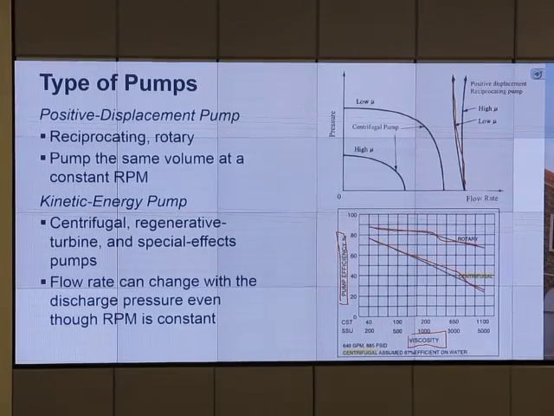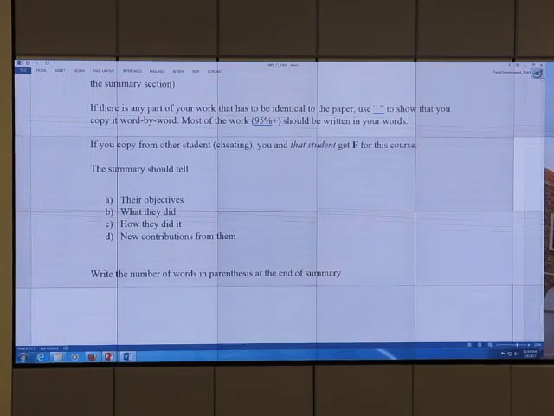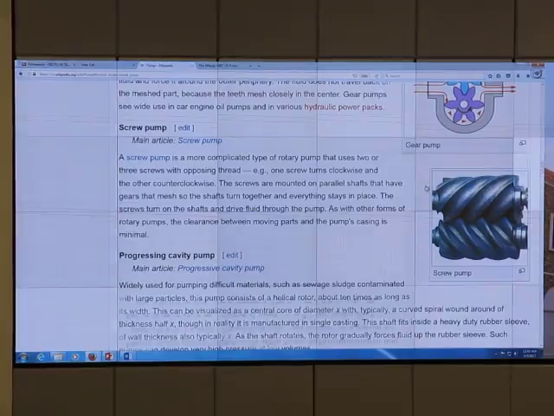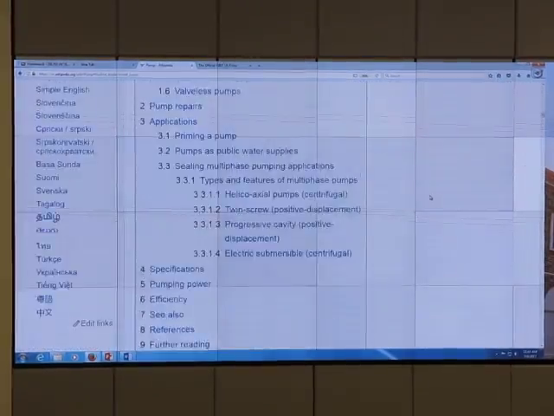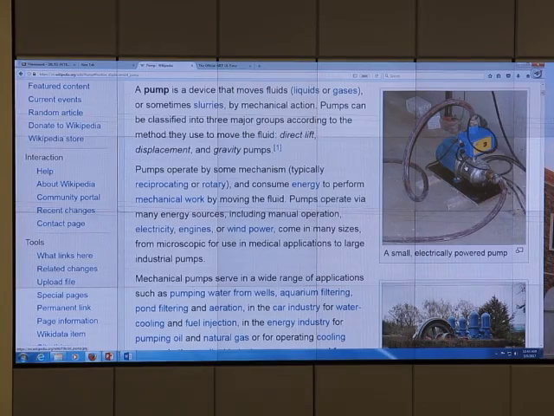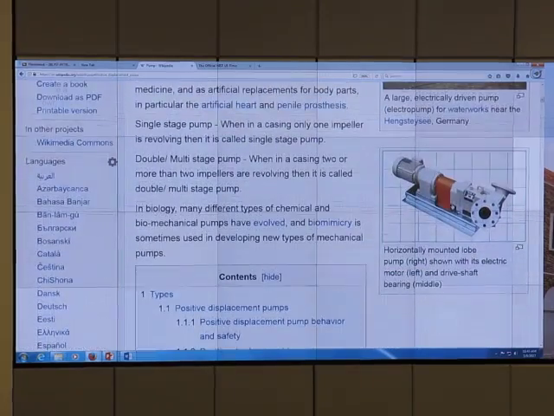Good. Let me show you something before we go further. This one is from Wikipedia. Look at several kinds of pumps. This topic is pump. Okay, it looks like that. See the picture? And so that's a pump.